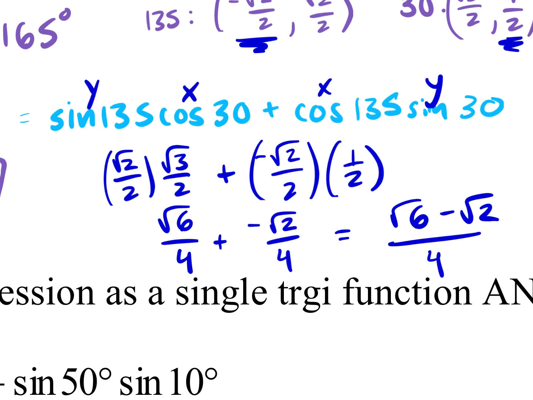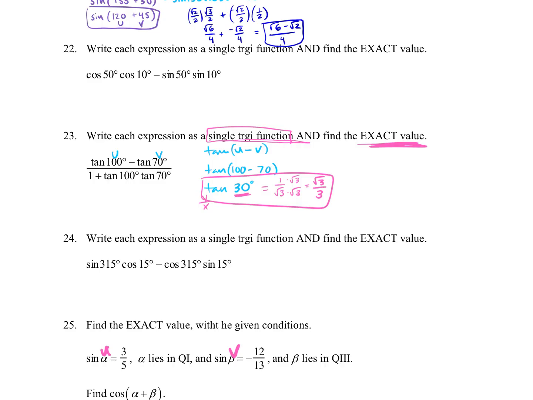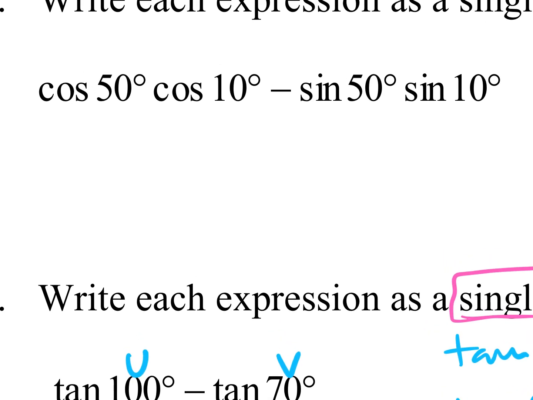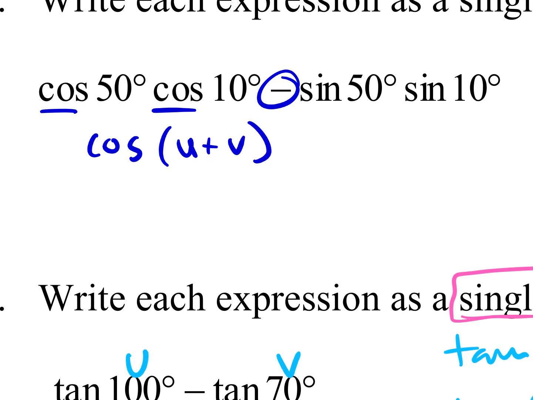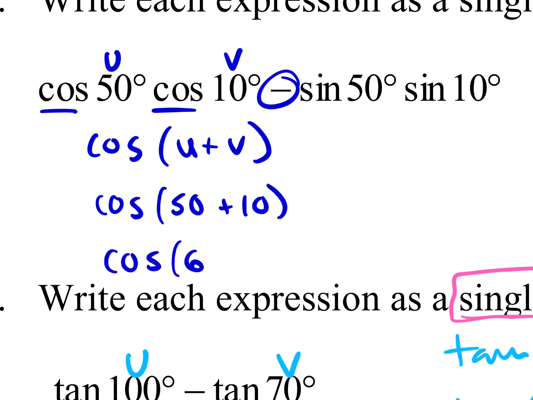All right, let's do 22. So it's the one that goes cosine, cosine, and minus. So we're looking at the formula that has cosine, cosine, minus. So that would be cosine times U plus V. So the first number is going to be your U. The second one is your V. So this will be cosine of 50 plus 10. So cosine of 60.